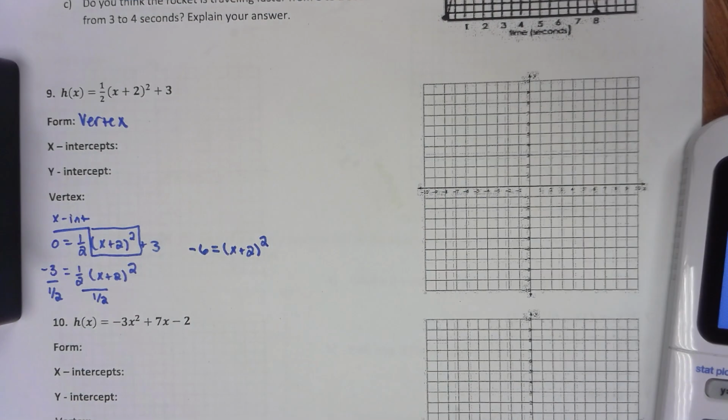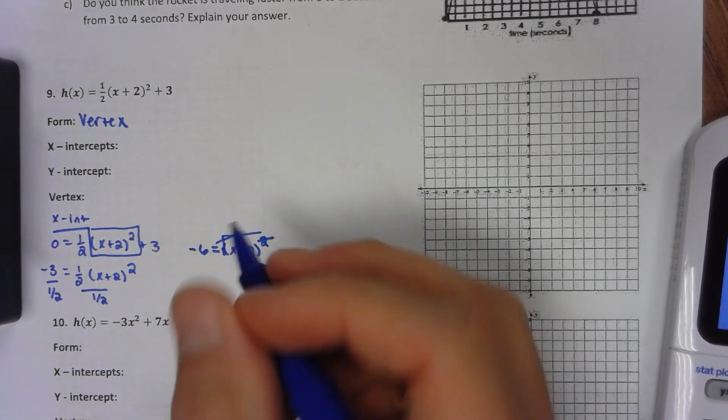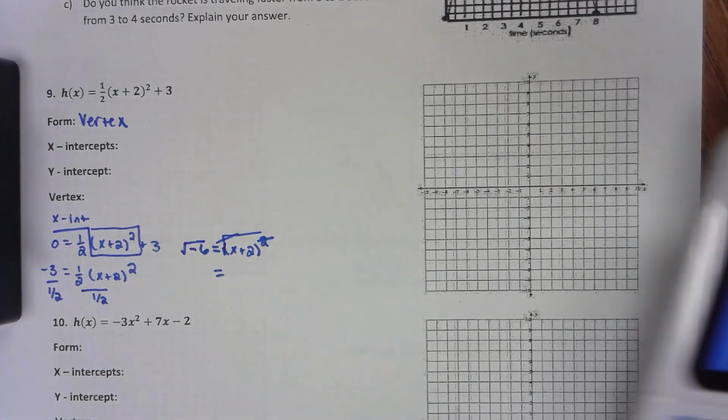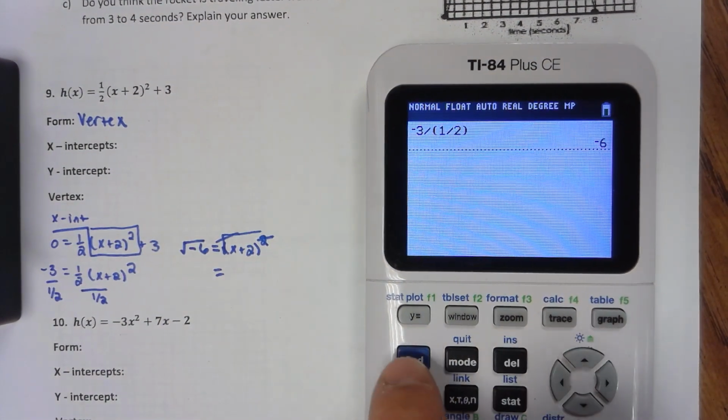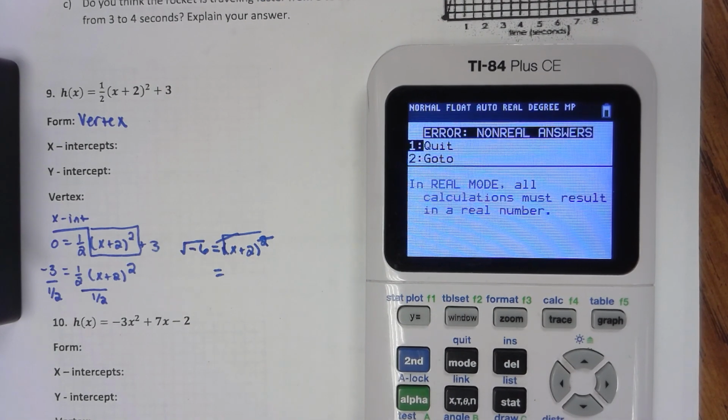Well, now for us to get the x plus 2 by itself, we need to take the square root of both sides. And so when I go to take the square root on the right side, it does cancel out with the squaring. But when I square root this negative 6, we're going to get something odd that happens here. So when I go to my calculator, I take square root of negative 6. It yells at me. It says this is a non-real answer. And what it ends up bringing up is something we're going to actually talk about in a future lesson, what's called a complex number or an imaginary number.